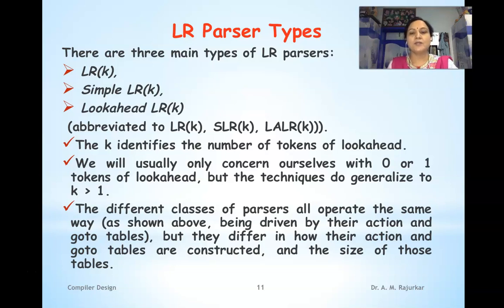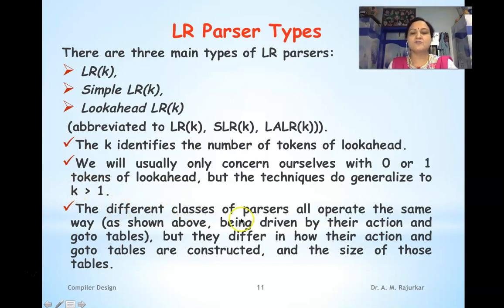We will usually only concern ourselves with 0 or 1 token of look ahead. Normally the look ahead used is only either 0 or 1. The reason is that if more look aheads are used, it will increase the complexity of the LR parser algorithm, and it will also require large memory space to store the number of states generated in LR parsing. So to generalize, we use k as the number of look aheads.